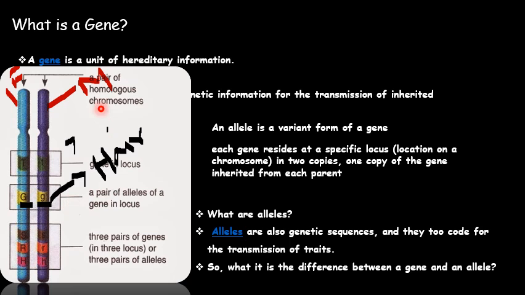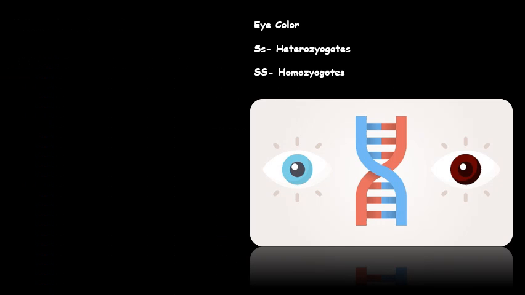So this is the difference between gene and allele. In simple terms, in the same type of gene we'll have two different alleles or the same type of alleles. Okay, I hope you guys understood. If you have any doubts, you can contact me.